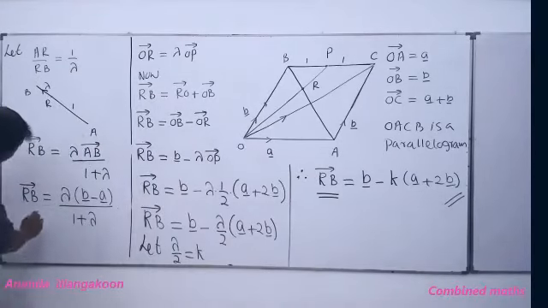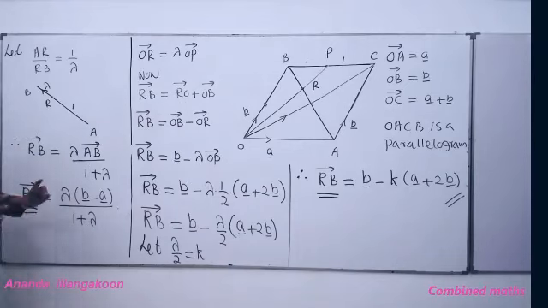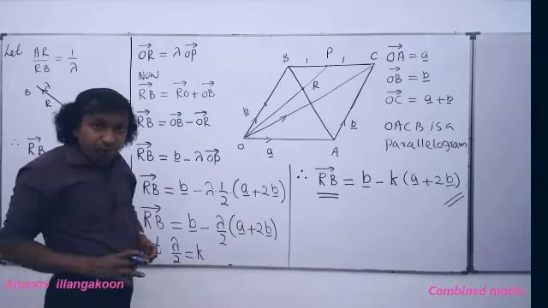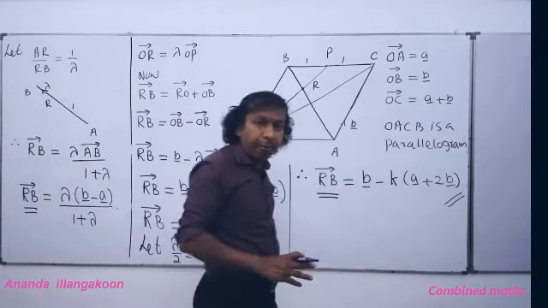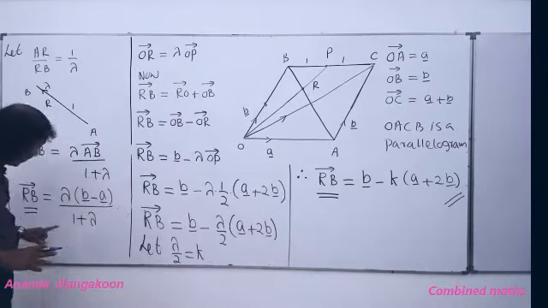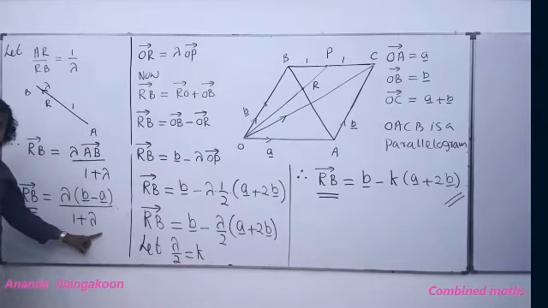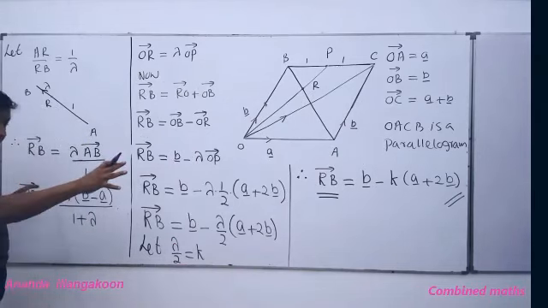Here also, people, we have the RB vector. The same RB vector we have found in two ways. Therefore, this right hand side and this right hand side must be equal. You have to equate them.